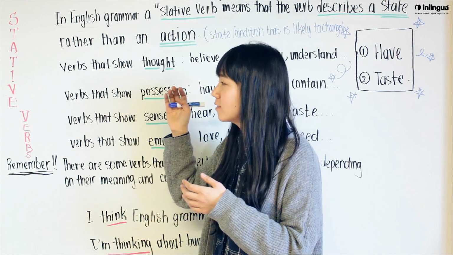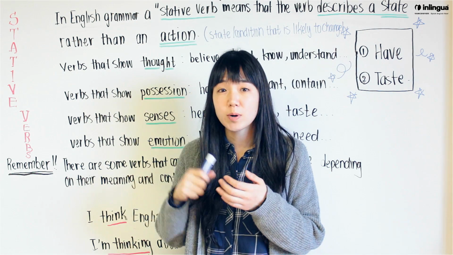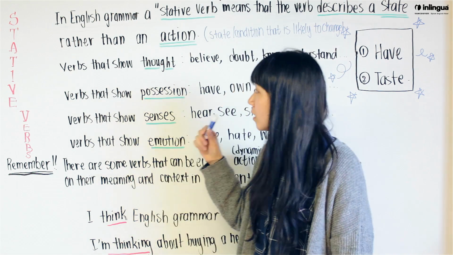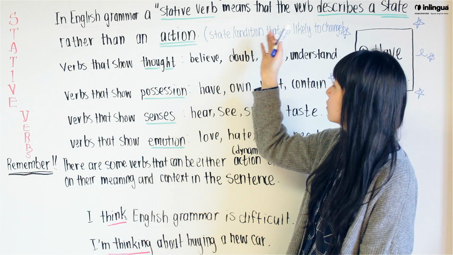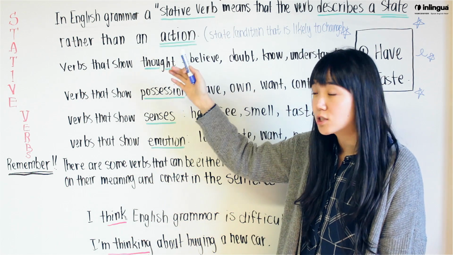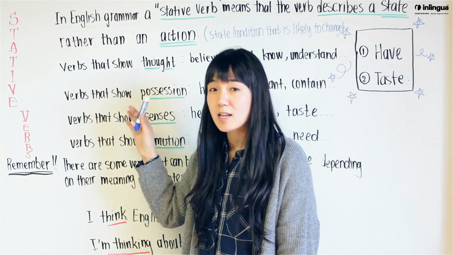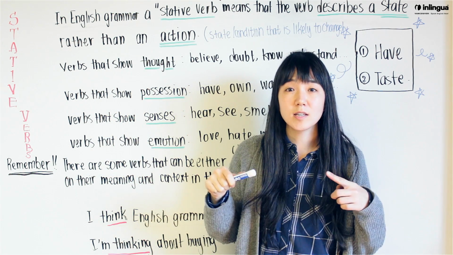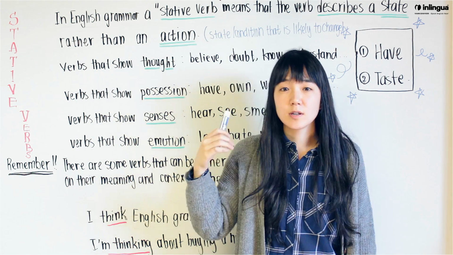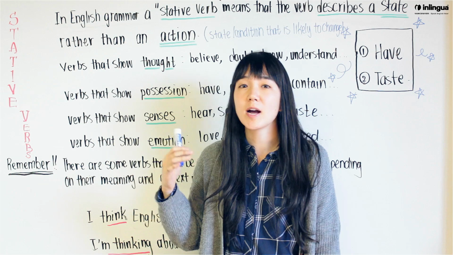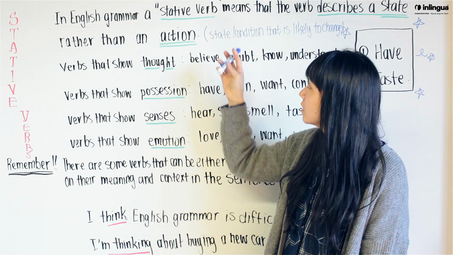What is really different from an action verb is that you cannot use a stative verb in the present continuous form. So in English grammar, a stative verb means that the verb describes a state or a condition rather than an action. And always remember, with these stative verbs, you cannot use them in the present continuous form. With most action verbs, you can put them in the present continuous form by adding the ing to the main verb. So how do you know which verbs are stative verbs?